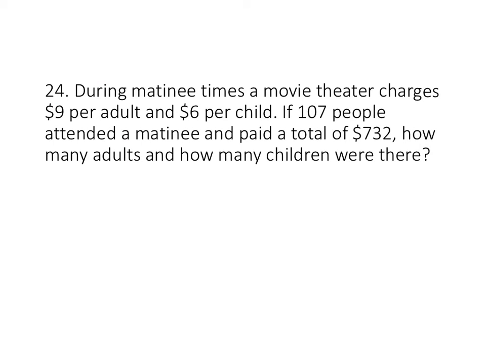This word problem is an example of a typical coin mixture kind of problem. We have two items, each worth a different amount. Here, what we have are adults and children. So I'm going to use the variable a to represent the number of adults and c the number of children.